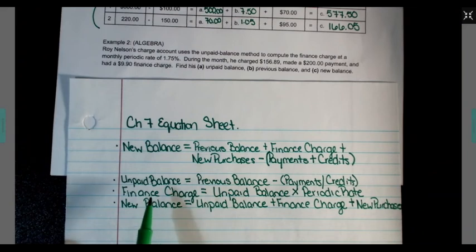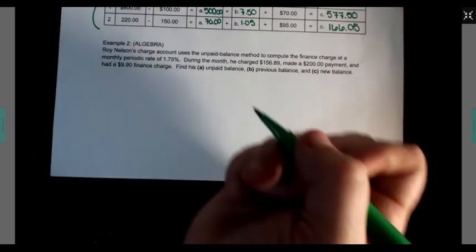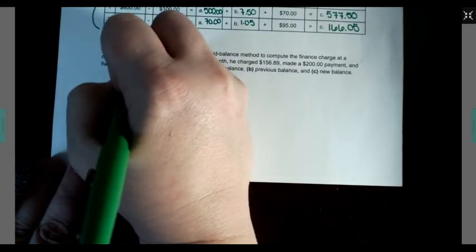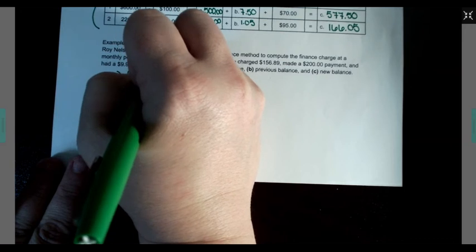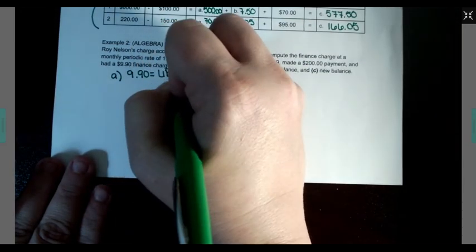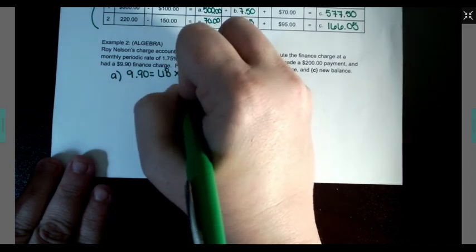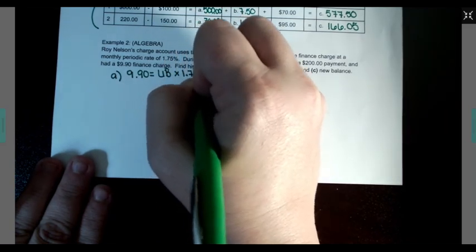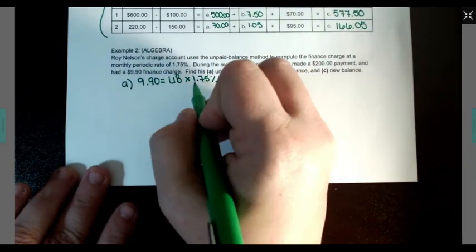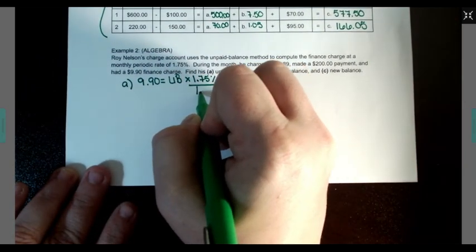Okay, I know the finance charge. That's $9.90. And I know the periodic rate. I don't know the unpaid balance, but I can find it. So let's start with the second equation. Finance charge was $9.90. That equals my unpaid balance, which I don't know, times my periodic rate, which I do know, 1.75%. So to find the unpaid balance, we're going to divide by 1.75%.